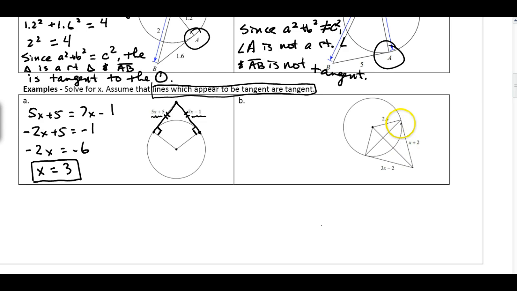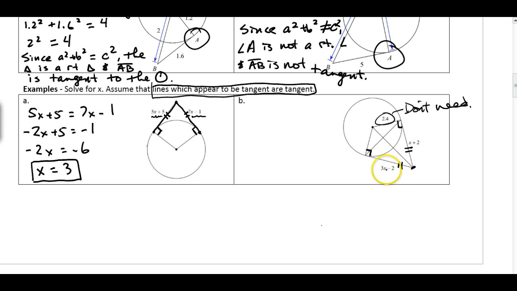Again, I have a tangent segment over here, so we know that this is going to be a right angle. Tangent segment over there, this is going to be a right angle. Two tangent segments from the same external point. These are going to be congruent. We've got some extraneous information here. We don't really need this. Just some extra information.